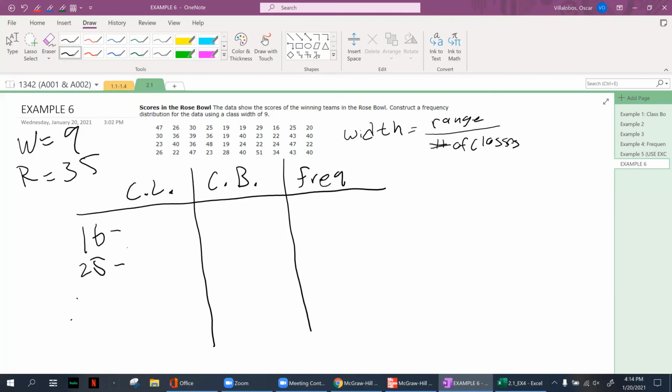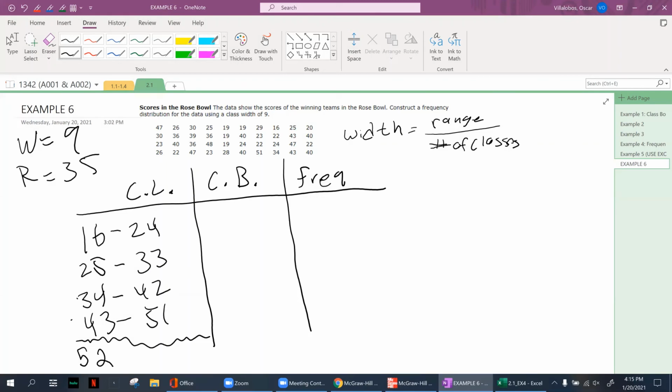And then 25 plus 9 gives me 34. And I need just one more. So 34 plus 9 gives me 43. And I'm going to do one more so I know where to stop: 43 plus 9 gives me 52. So this means it's going to be 16 through 24, 25 through 33, 34 to 42, and then 43 to 51.